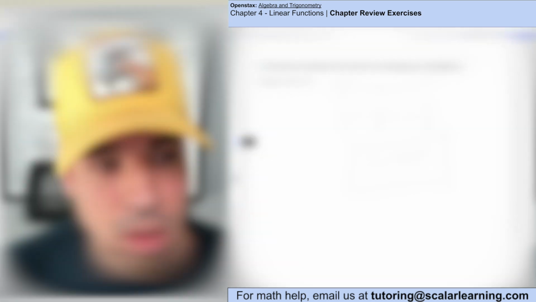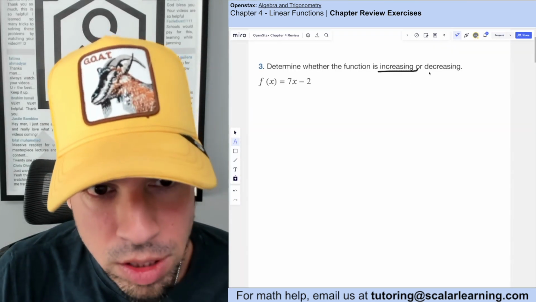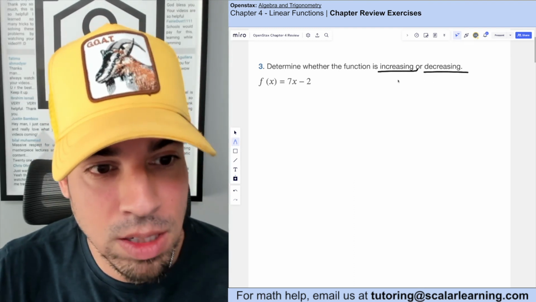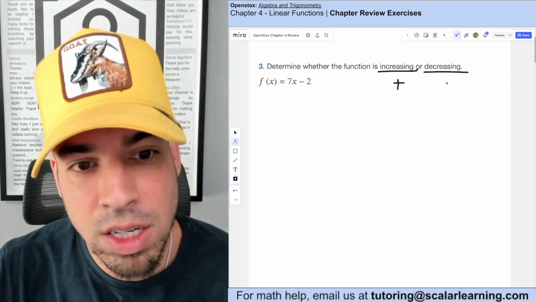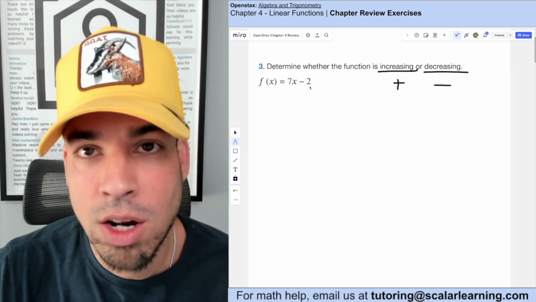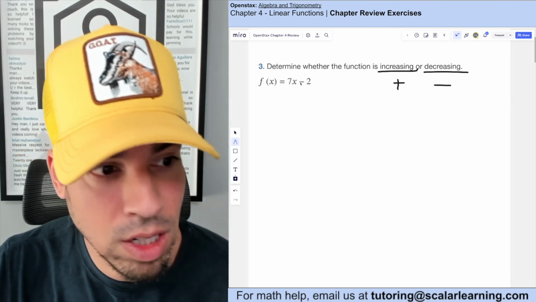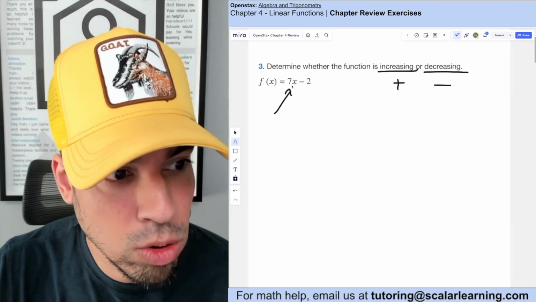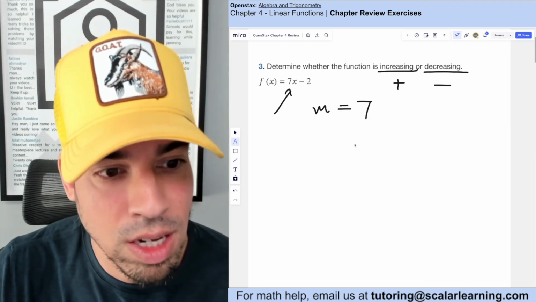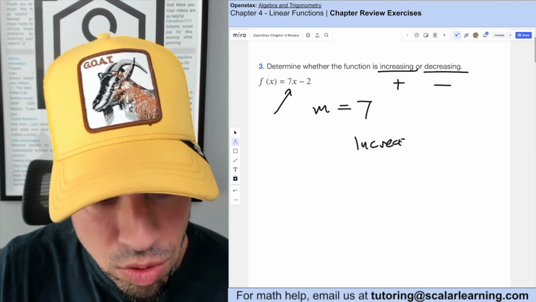Boom. Determine whether the function is increasing or decreasing. So first of all, what do those two terms mean? Increasing means it has a positive slope throughout. Decreasing means it has a negative slope throughout. So this is a linear equation. How do we tell whether it has a positive or negative slope? Right here, the value multiplying the x. So since it's 7, it has a slope of positive 7, which means this is increasing.